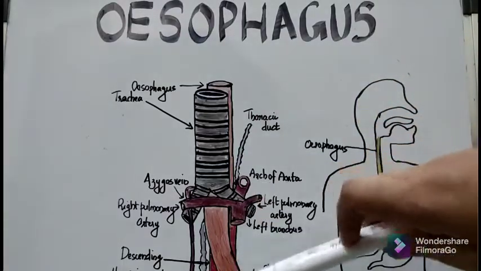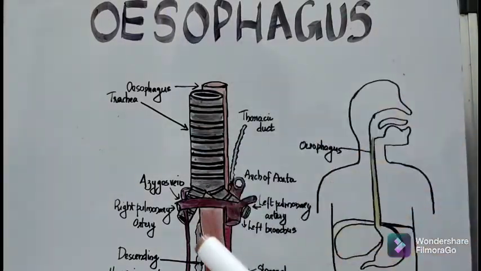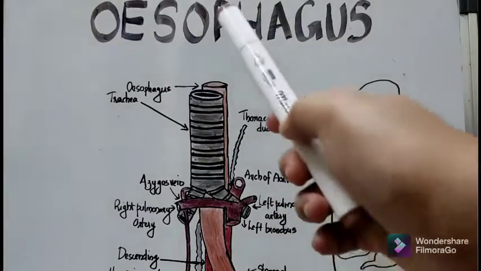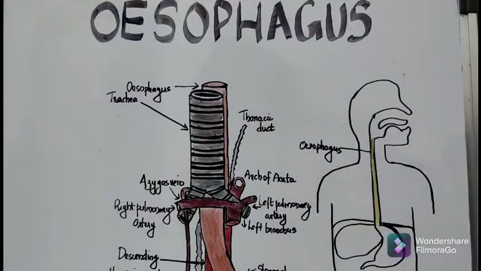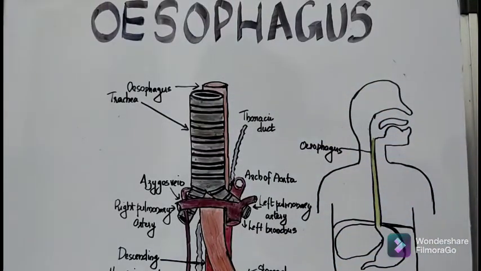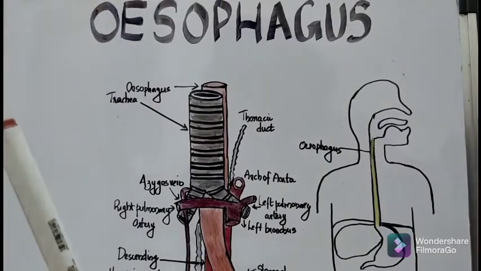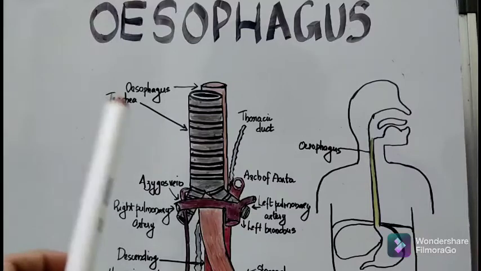So today we discussed the anatomy of the esophagus. It extends from the lower part of the pharynx to the stomach. It is about 25 centimeter long and it is flattened antero-posteriorly. Then we discussed the relations of the esophagus, that is the anterior relation, posterior relation, relations to the right and also to the left. And then we discussed the arterial supply, the venous drainage, the nerve supply and also the lymphatics.